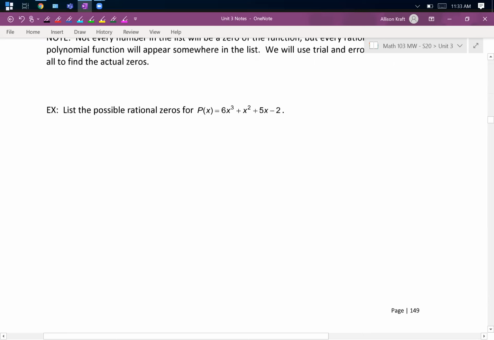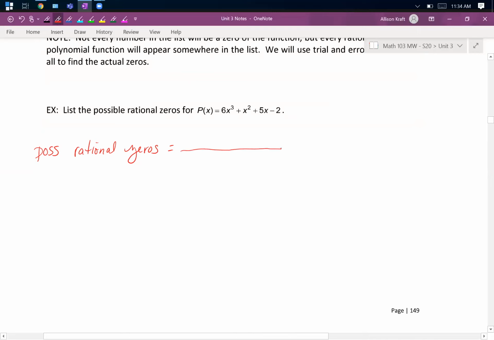We want to list the possible rational zeros for p of x equals 6x to the third plus x squared plus 5x minus 2. Our possible rational zeros, it's going to be this fraction. It's going to be a weird list. So we want the factors of the constant, and then we're going to divide those numbers by the factors of the leading coefficient.